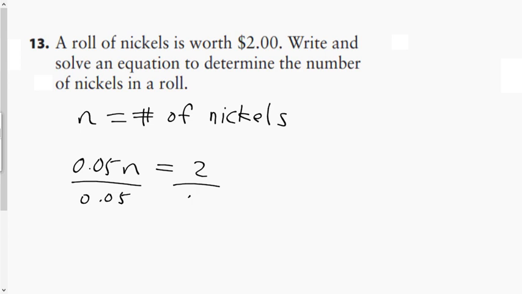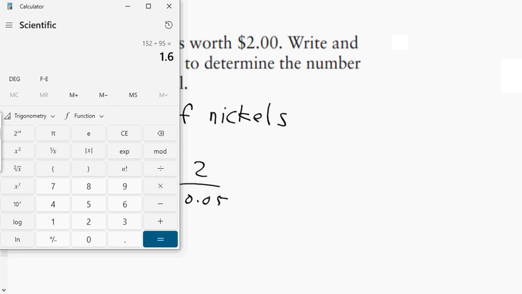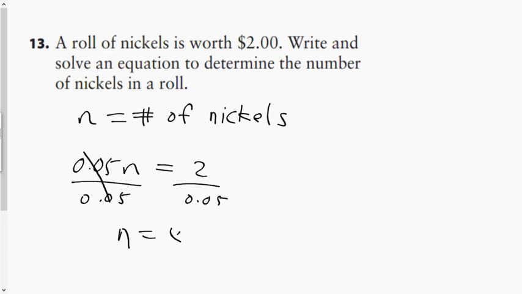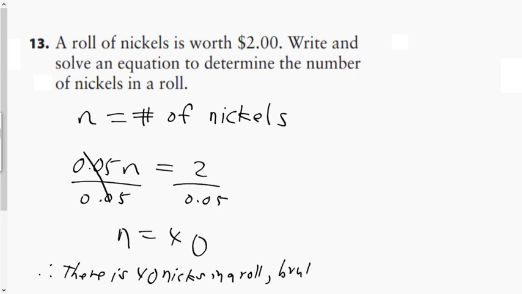Divide both sides by the coefficient. And n will equal, well, I know how many nickels are in a roll, but 2 divided by 0.05 equals 40. And the last thing you need to do is go, therefore, there are 40 nickels in a roll. Bruh. And that would be the correct answer. So step 1, define your variable. Step 2, create an equation. Step 3, solve your equation. Step 4, write a sentence. And use vernacular that the youth of this generation will understand.